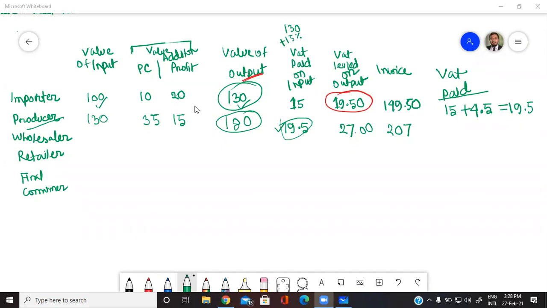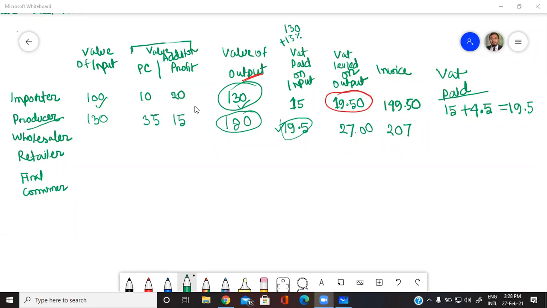So now tell me how much VAT the producer is responsible to deposit to the government exchequer, the National Board of Revenue VAT authority. How much amount is the producer responsible for? So 22.50. How have you got it? Sir, first of all, the VAT rate is 15, then 27 minus 19.5 equals 22.5. Okay.